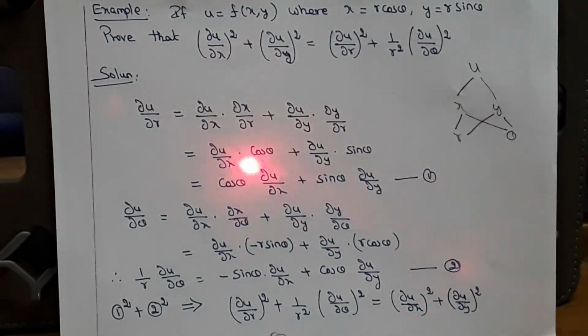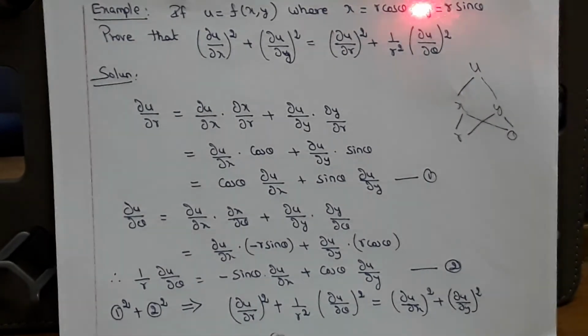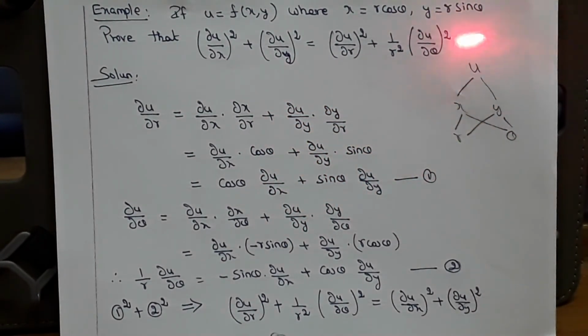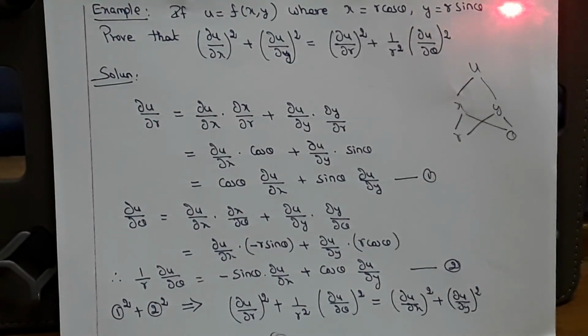Dou x by dou r we can find from here. Dou x by dou r means we have to keep theta as constant. That is, cos theta is constant. Only differentiation of r is 1. So simply cos theta will come. So dou u by dou x into cos theta, dou u by dou y you put as it is. And dou y by dou r, here sin theta is constant, differentiation of r is 1, so we are getting like this. We take this as equation number 1.